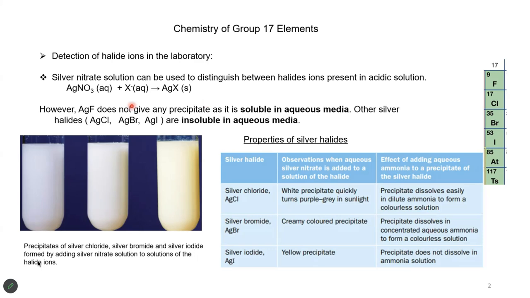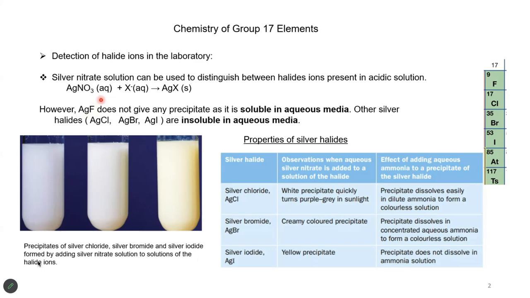You see, one important thing is that silver fluoride does not precipitate as other halides do, silver chloride, silver bromide, or silver iodide. Silver fluoride dissolves in aqueous media. Therefore, we cannot make any test in the laboratory for fluoride ion in this technique.